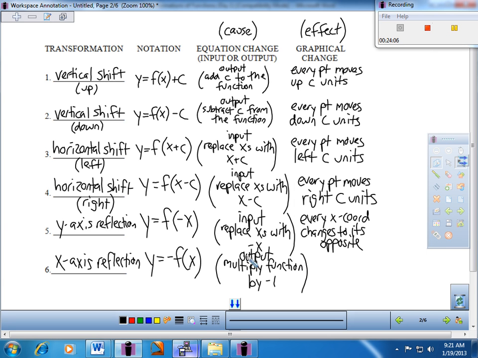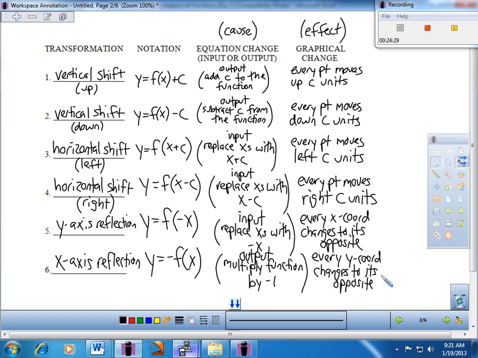Again, as soon as you see it's an output change, you know the y values are changing in some way. And the notation typically will allow you to kind of figure that out. So every y-coordinate changes to its opposite. And there, everybody, there are your 6.